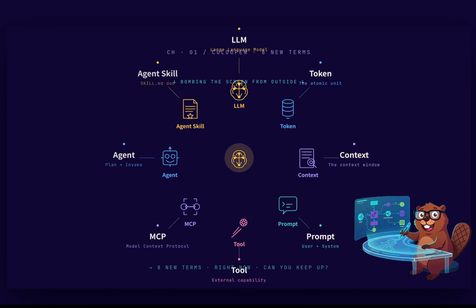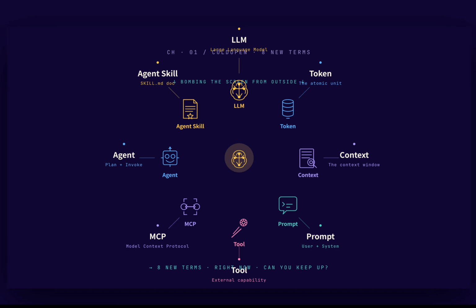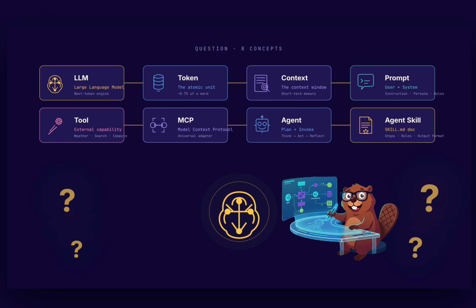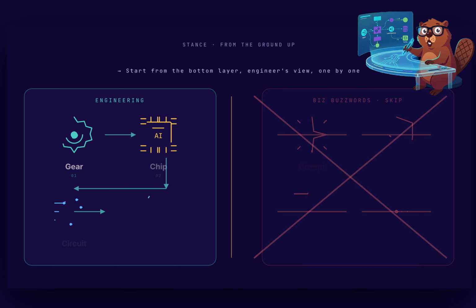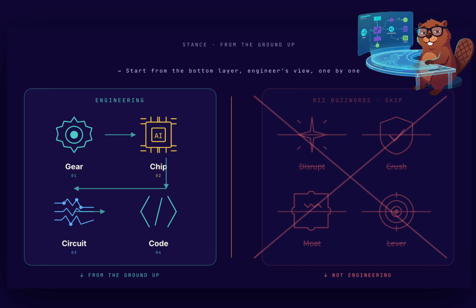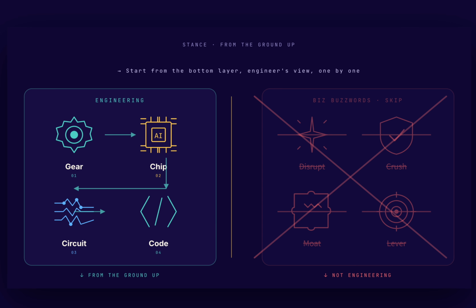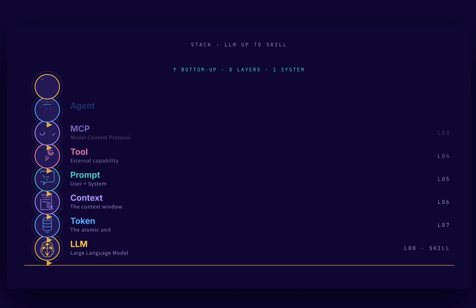LLM, token, context, prompt, tool, MCP, agent, agent skill. You've probably heard all of these terms. But here's a question. Can you actually explain what every single one of them means? In this video, we're skipping the fluffy business jargon. We're coming at this from the lowest level engineering view and breaking each concept down piece by piece. By the end of this video, your understanding of AI will level up.